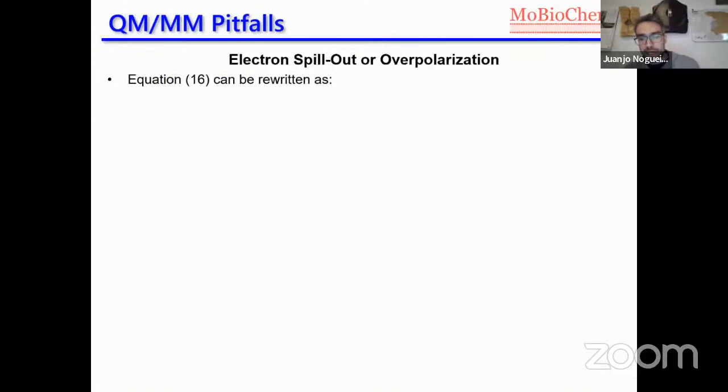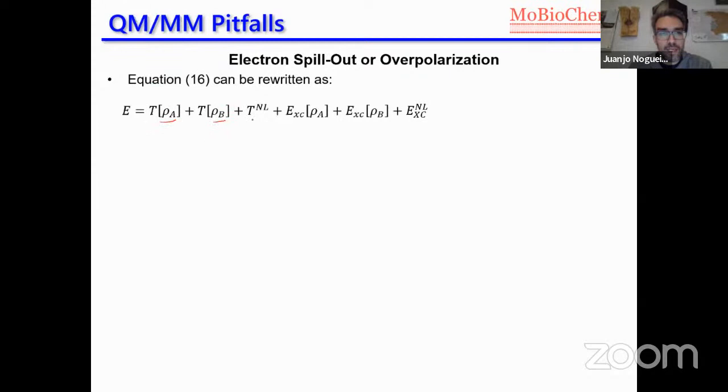Okay, let's write this equation 16 in a different way. So we have the kinetic energy of system A, the kinetic energy of system B, and the kinetic energy of the nonlinear terms. Sorry, the nonlinear kinetic energy. So this is the total kinetic energy. Now we have also the exchange correlation, the total one, which remember is again nonlinear. This is why we include here this term.